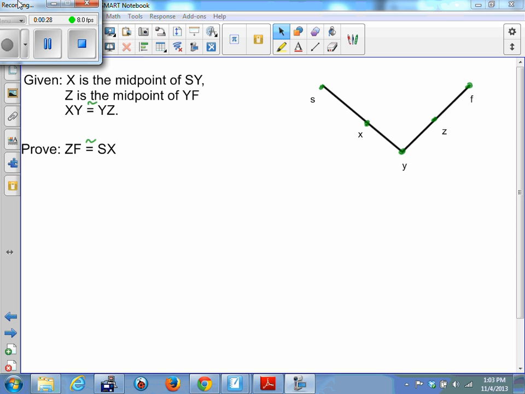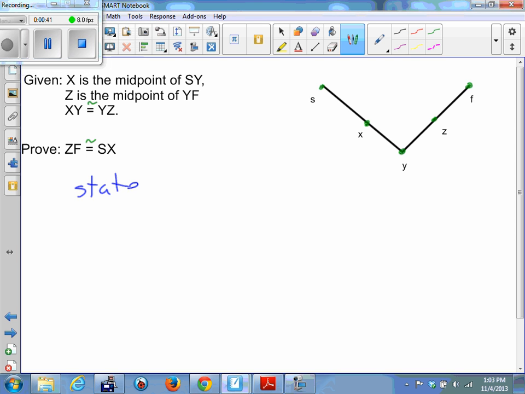What we're trying to prove, our final statement, needs to be that line segment ZF is congruent to line segment SX. All right, so we're going to start. Again, we have our statement here, and then we have our reason. Every time we write a statement, we need a reason. So we're going to start off with all of the givens.